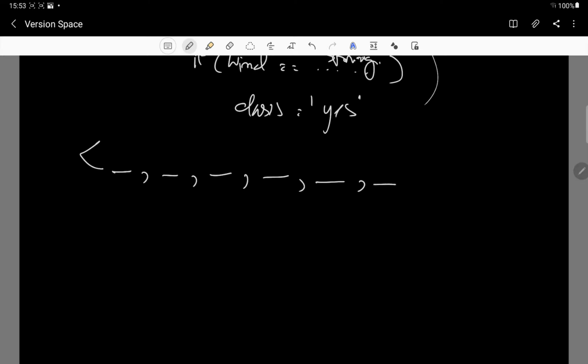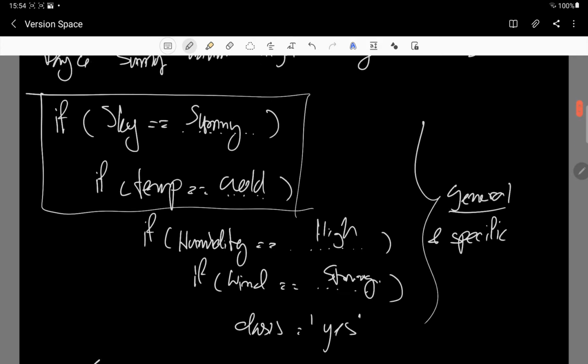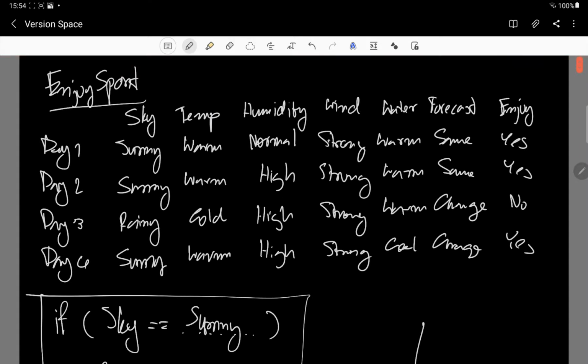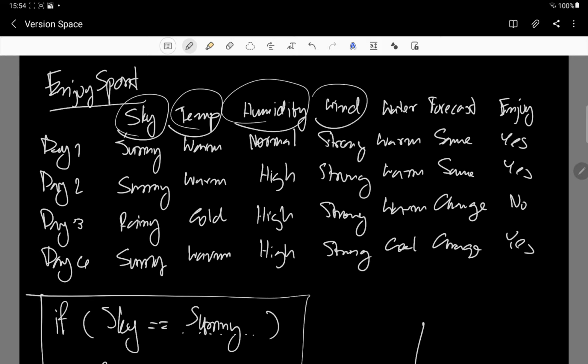We have six attributes in our data. I'll remind you that we have sky, temperature, humidity, wind, water, and forecast. We have six attributes that can be used to describe the characteristic of each day, of each record.